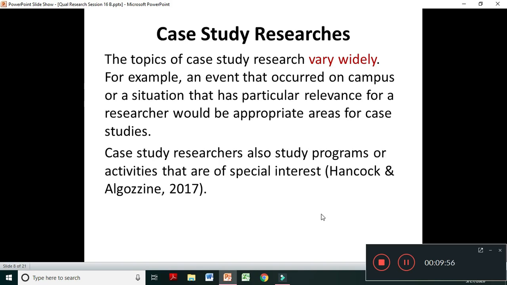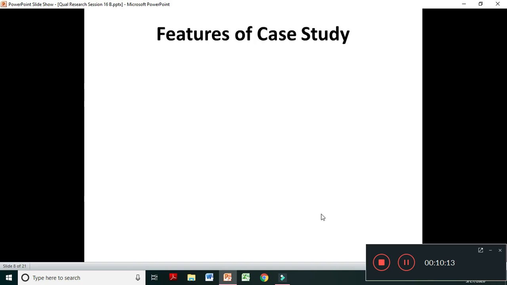Similarly, case study researchers are also interested in studying programs or activities that are of special interest. So this is Hancock. This book is again a very relevant book for the researchers, particularly in the field of education.